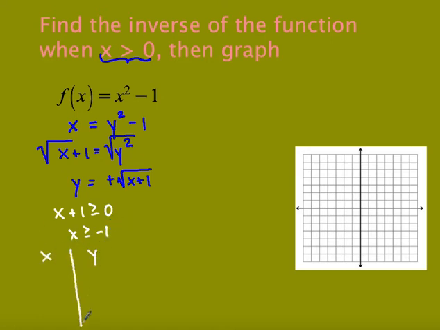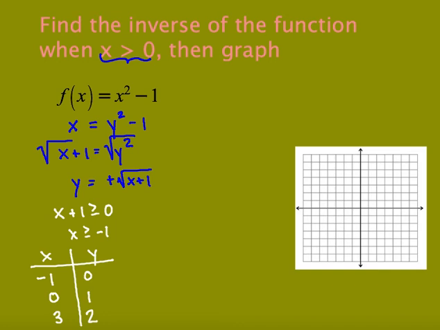So I'll go ahead and plot some points again. So when I plug in -1 in there, it gives me 0. I'm going to plug in 0 in there, and it's going to give me 1. If I plug in 3, I can see 3 plus 1 is 4, and that's going to give me a positive square root of 2. Now it says to graph. Now we actually want to graph both pieces to this.